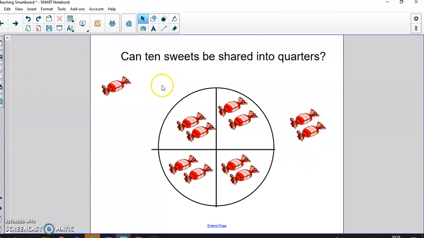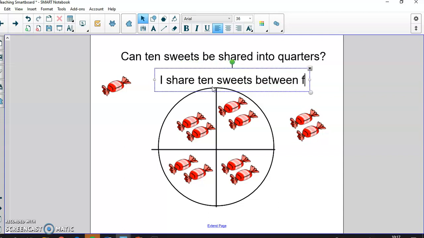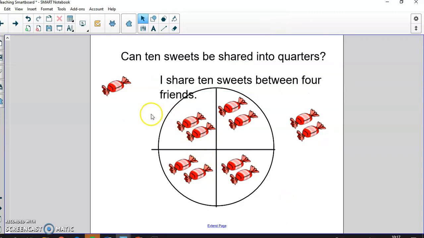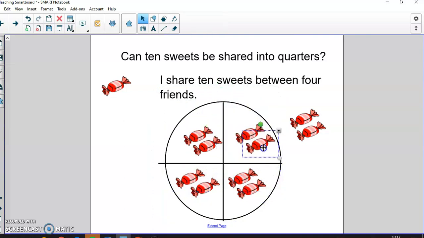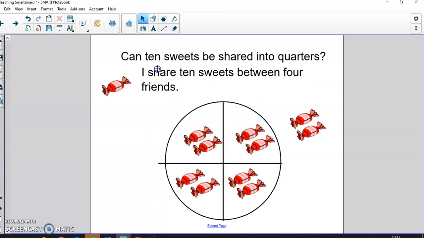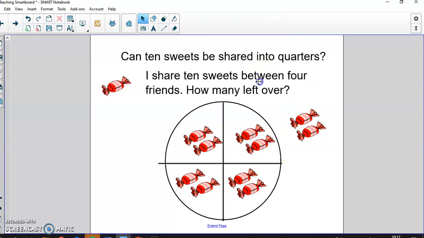We've written some word problems like that. So it could be, I share 10 sweets between 4 friends. That's quartering. We could use diagrams to help us. Let's move that down a bit. And that's sweet. I share 10 sweets between 4 friends. How many left over? And our answer there would be 2.